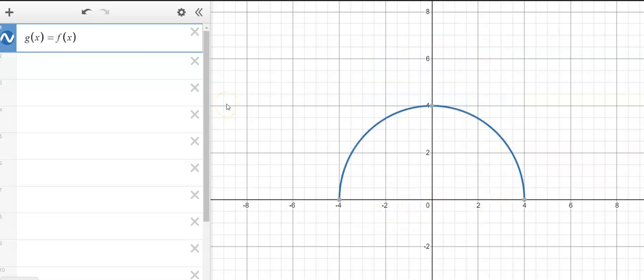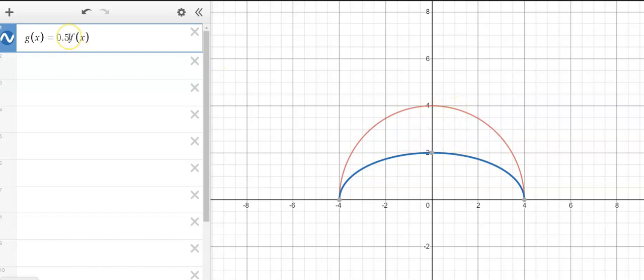If I multiplied it by 1/2 instead, I'll just put 0.5, notice all of the y values now are half as tall as they were before. So I could pick any x value, go to the y value, and notice the corresponding y value of the blue function is half as tall as it was before.